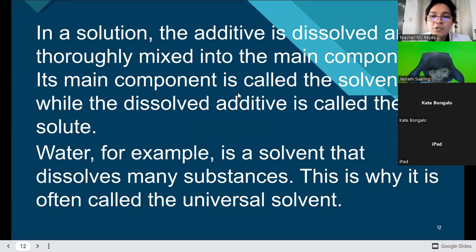Okay, solvent and solute. Solvent is the dissolving agent. Solute is the one being dissolved in a solution. Again, solvent is the dissolving agent, and the solute is the one being dissolved in a particular solution. Water, for example, is a solvent that dissolves many substances. Therefore, this is the reason why it is often called the universal solvent, because it dissolves a lot of solutes or a lot of substances.